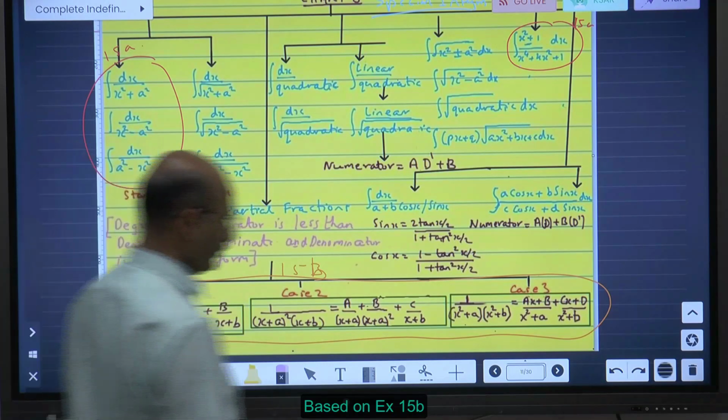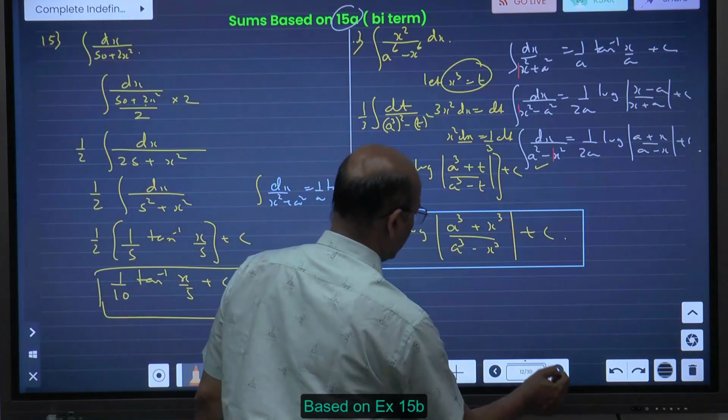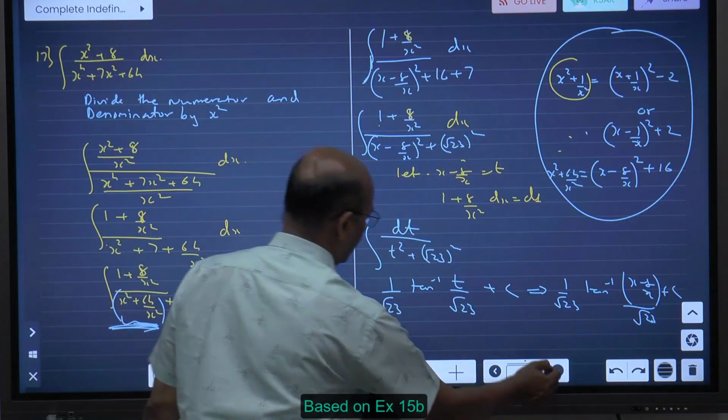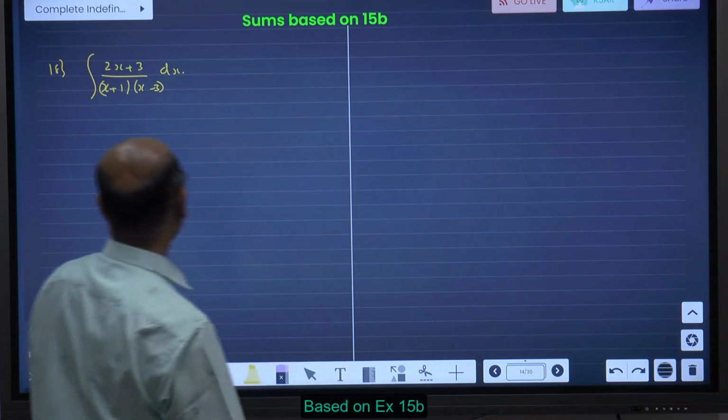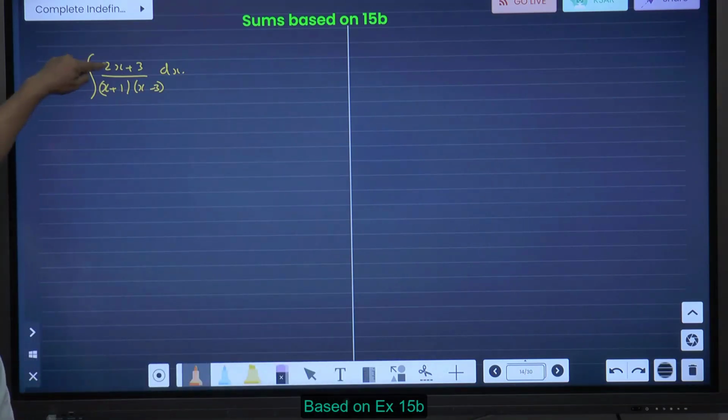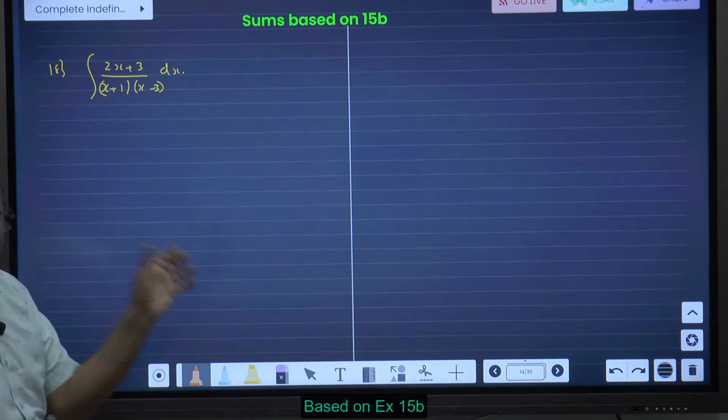Okay. Let's take this pattern now. I hope you understood the pattern there. I'll just explain this when we come to the sum. Now, if you look at this, degree is 1. If I open it up, degree is 2. So the degree of the numerator is less than the degree of the denominator, and the denominator is given in factor form.